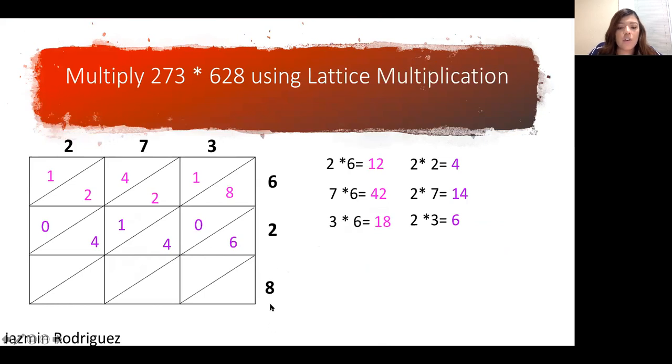And then we'll go ahead and move on down to our next row. We have 2 times 8, which is 16. We have 7 times 8, which is 56. And we have 3 times 8, which is 24. All right, and now that our lattice multiplication chart is completed, we're going to go ahead and compute the sum.